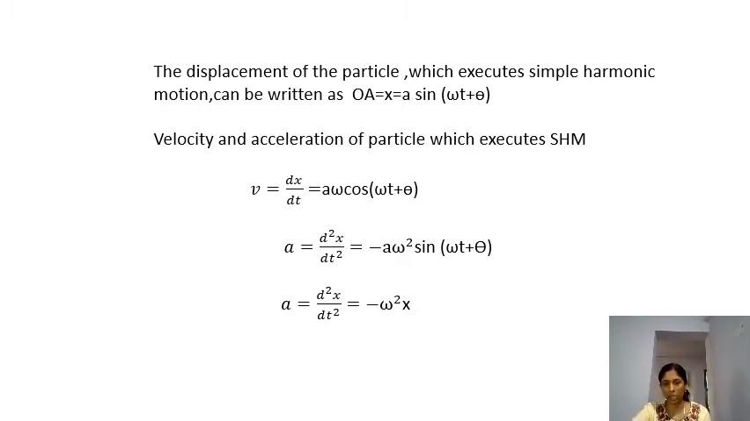So after that simplification, we know a sin(omega t plus theta) is taken as x. So minus omega square x. The final equation for acceleration is a is equal to minus omega square x. This is the expression for velocity and acceleration of the particle which executes simple harmonic motion.